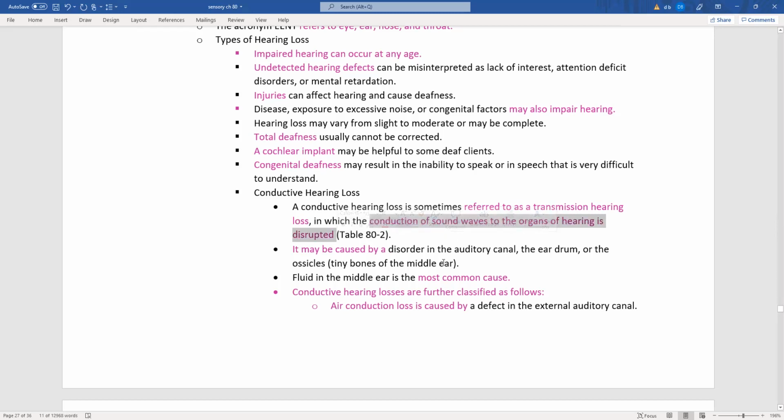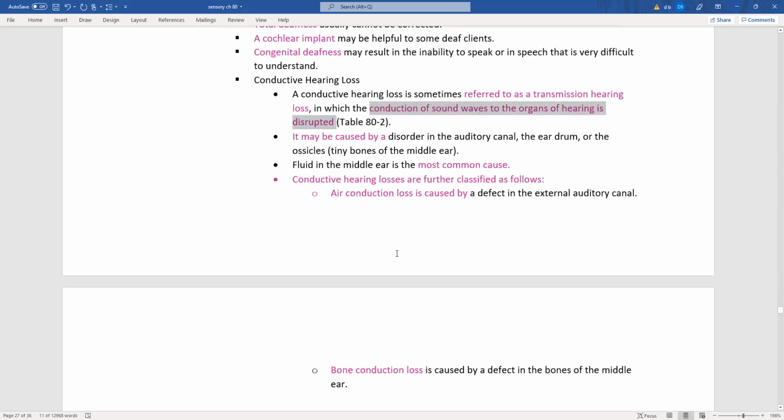It may be caused by a disorder in the auditory canal, the eardrum, or the ossicles. And the ossicles are the tiny bones of the middle ear. I know that's the stapes.